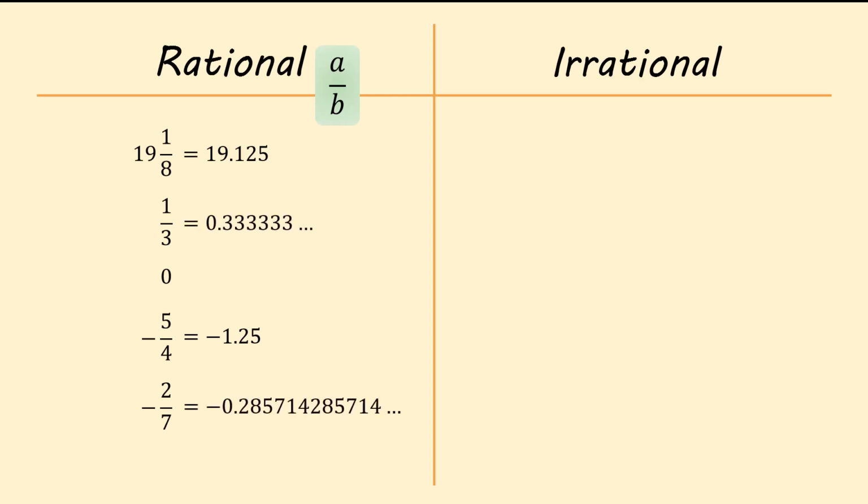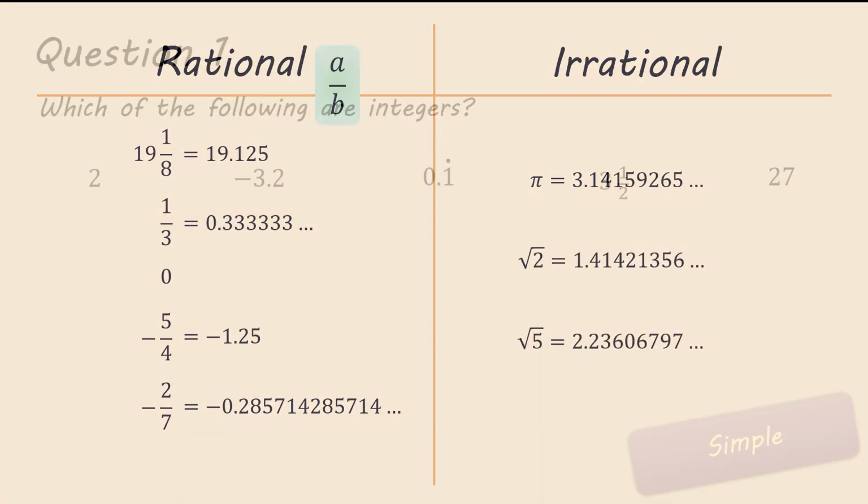Irrational numbers are numbers which can't be expressed as a fraction of two integers. If you have an irrational number expressed as a decimal, it will not terminate, or it will go on forever, and the pattern will not repeat. Some examples are pi, square root of 2, or the square root of 5.